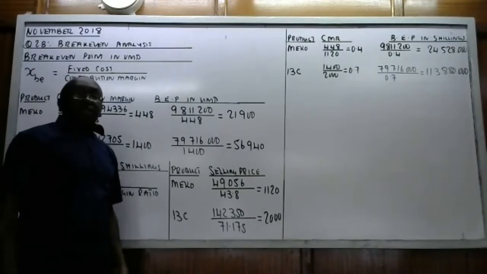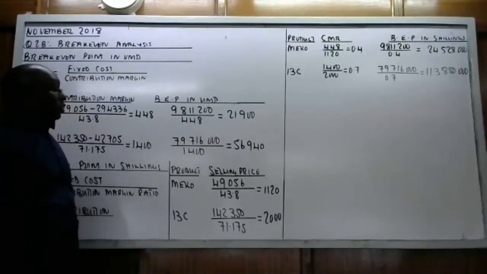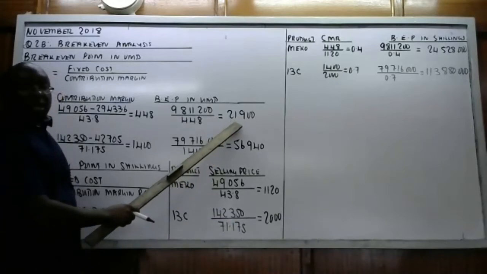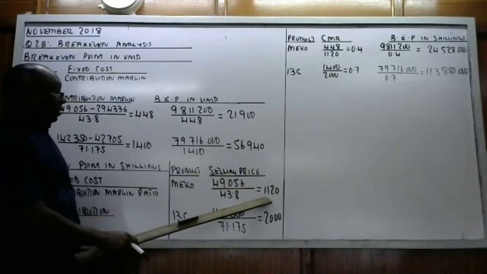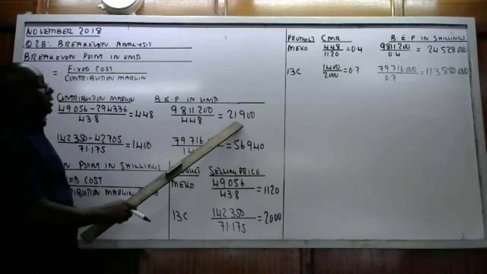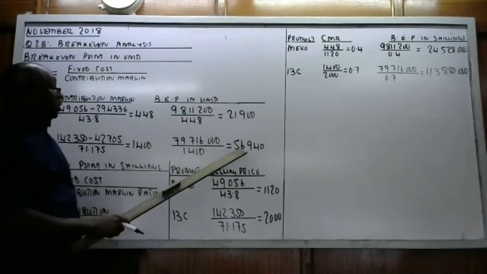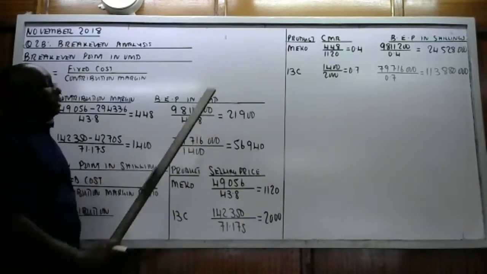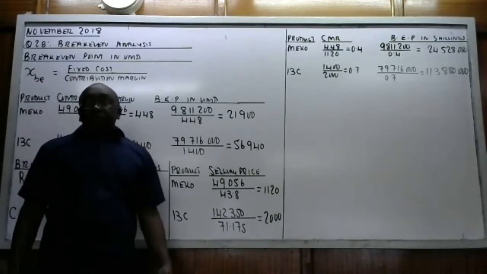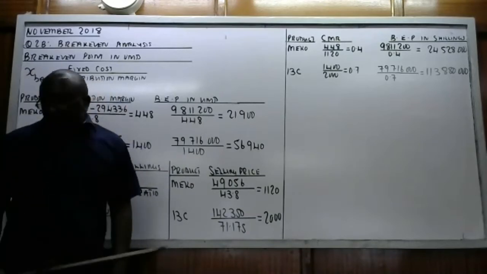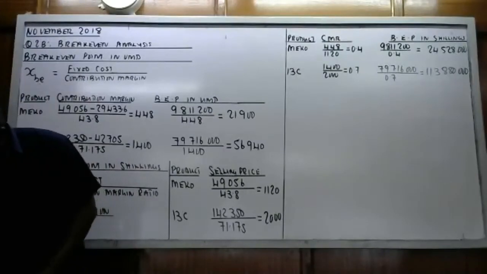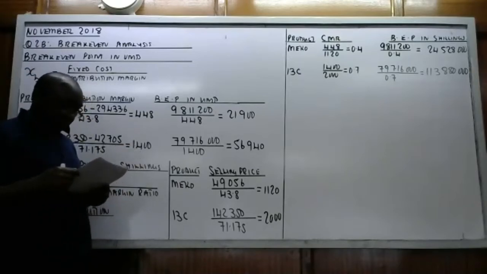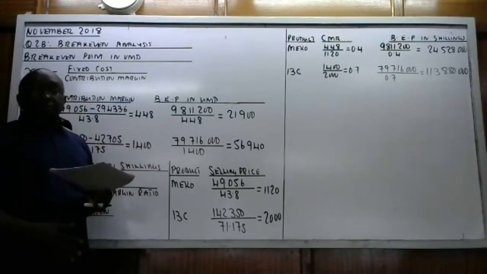You could also have gotten the same answers by taking this break-even point in units times the selling price. Take this 1120 times this, it should give you that 24 million. Take this 56,940 times 2000, it should give you that 113,880. So it could also have worked that way. So we have answered part 1. Part 2 now.